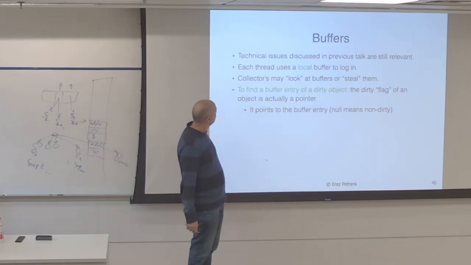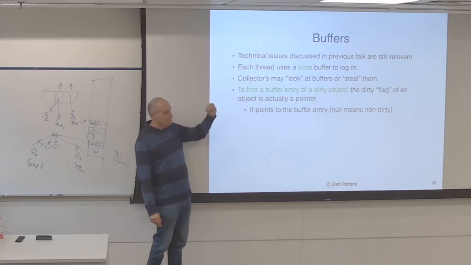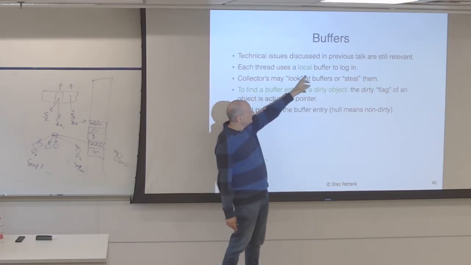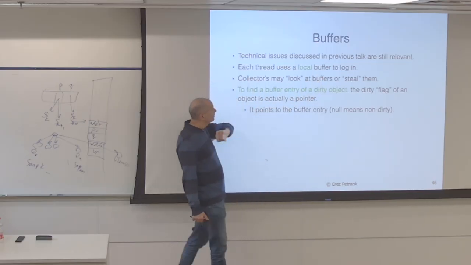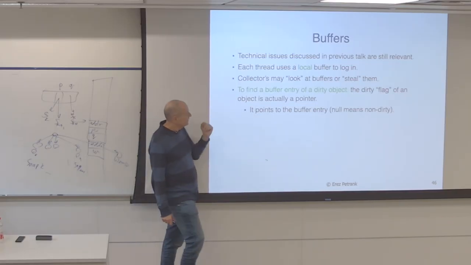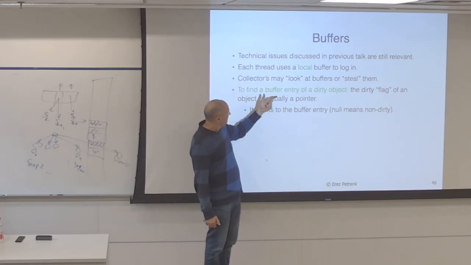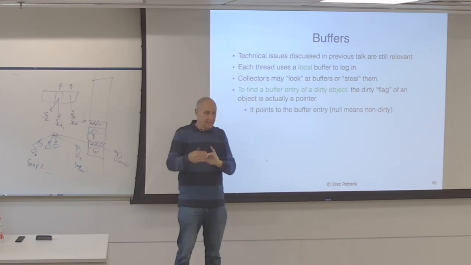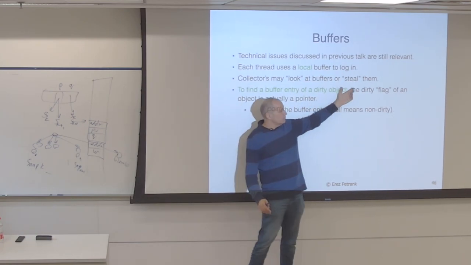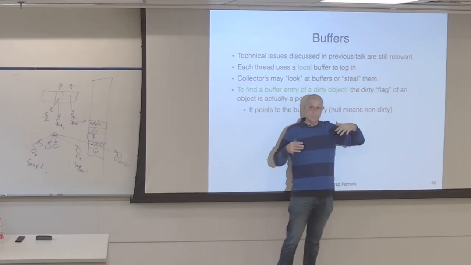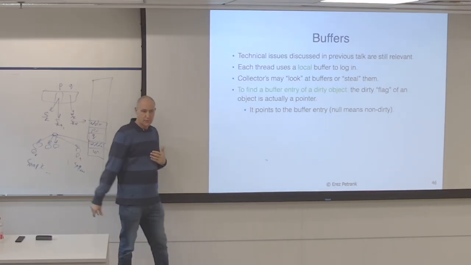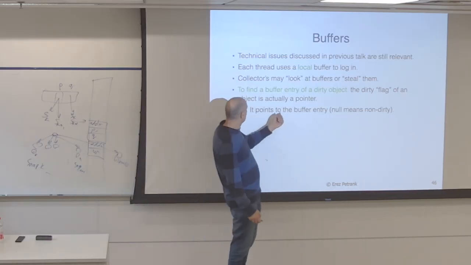So cool. Okay. So the buffers. We talked in the previous lecture about technical issues with these buffers, but each thread just uses a local buffer to log all its entries in, and the collector looks at the buffer when it just wants to find the value, or it can steal them during a snapshot, so it will know everything that was done until now and let the program work with new buffers.